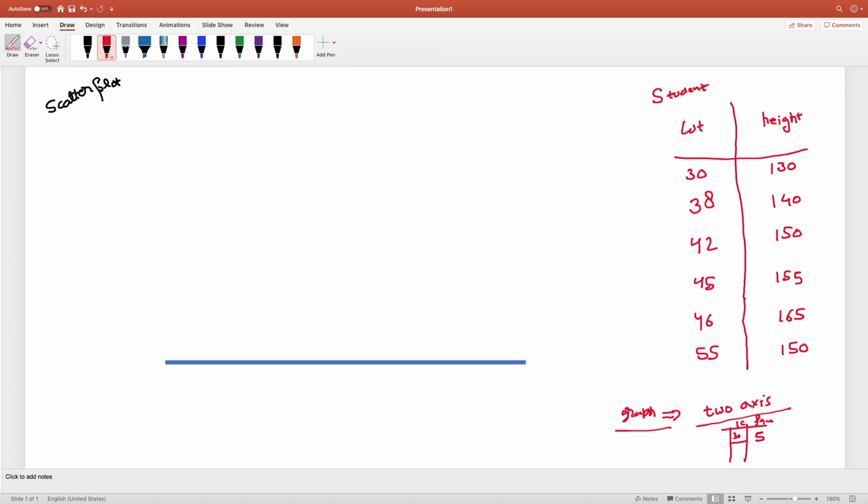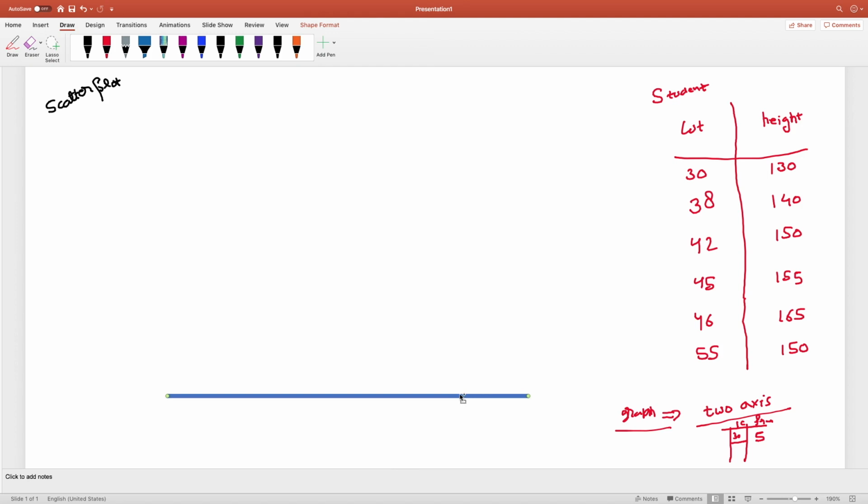However, things are a little different here. We have individual values, weight and height. When you talk about the weight and height of the people and you want to plot this, this is where we need a scatter plot. So let's create a graph.